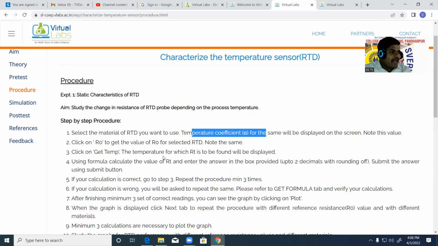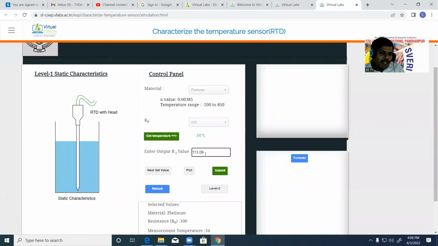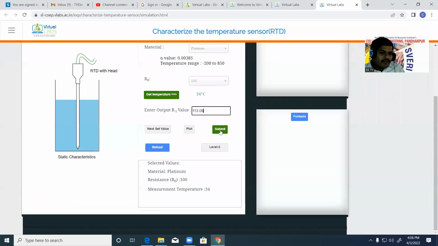Formula for calculation of RT is equals to RT resistance at temperature T. It is equals to R0, it is nothing but initial value of resistor, into bracket 1 plus alpha delta T. So delta T 34 degree put करायचं. Okay, I will put that value 113.09 now. I will submit that answer. Okay, it is correct. See, here the value will also be shown.